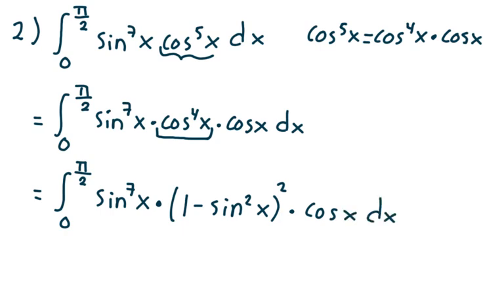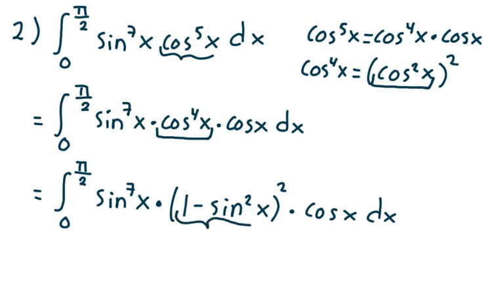Now, let me explain this real quick here. Remember that cosine to the 4th x is cosine squared x raised to the 2nd. And just like in example 1, what I did was I took cosine squared x and wrote it as 1 minus sine squared x. That's where I got that third line.